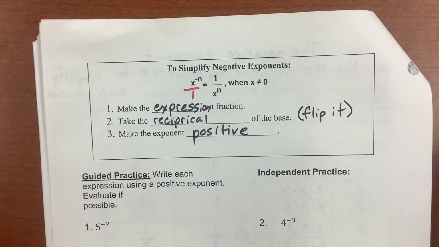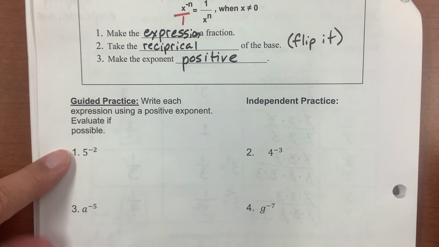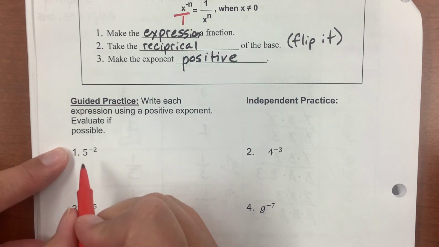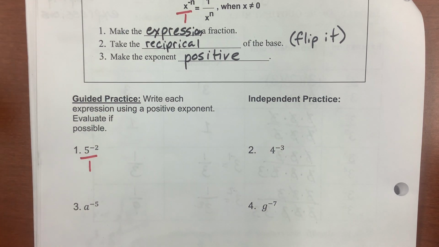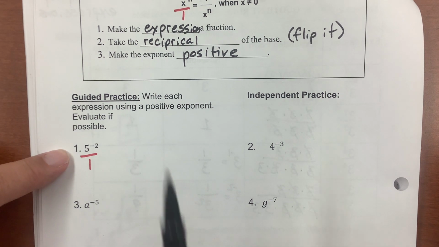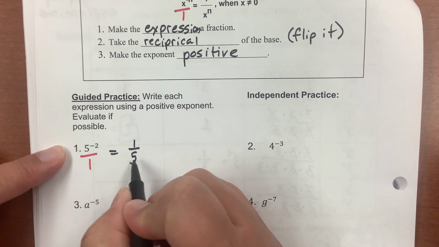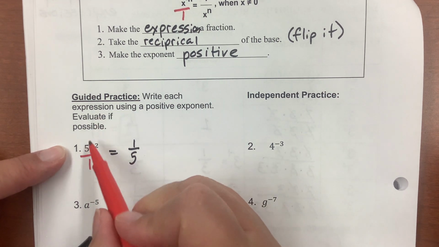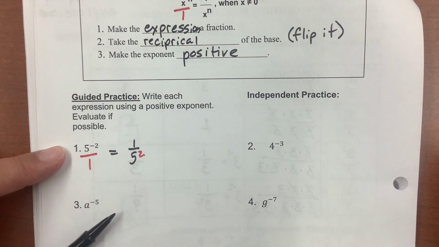So let's do a couple of these problems until you're comfortable. First of all, let's make this expression into a fraction over 1, because you can make anything over 1. And then you find the reciprocal. The reciprocal of 5 over 1 is 1 over 5. But instead of having a negative exponent, now you have a positive exponent.